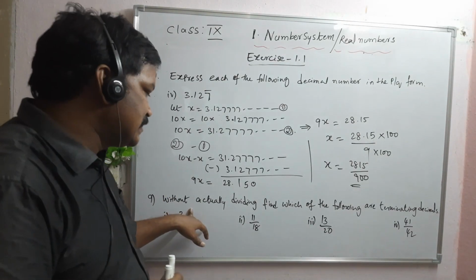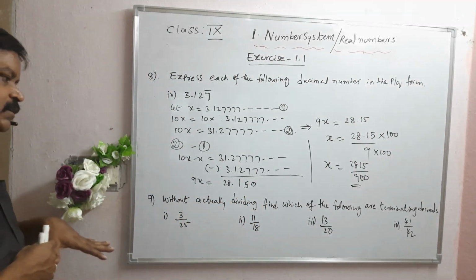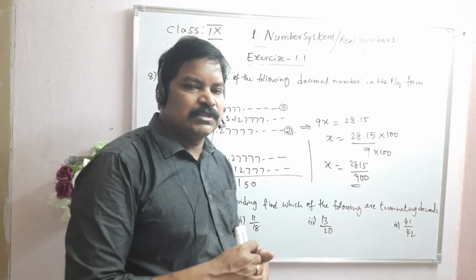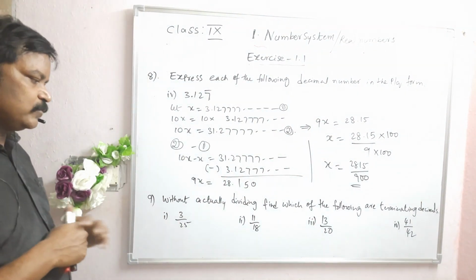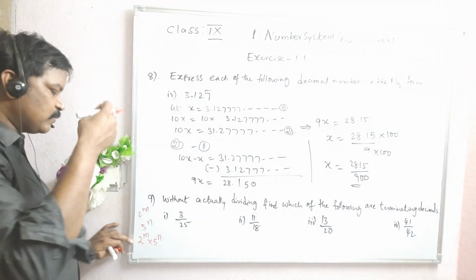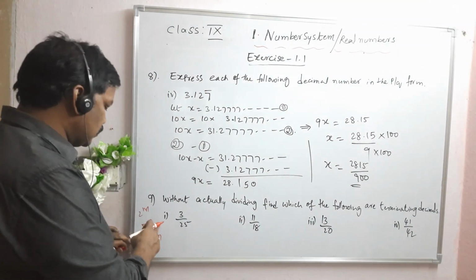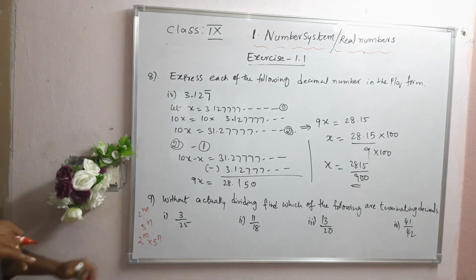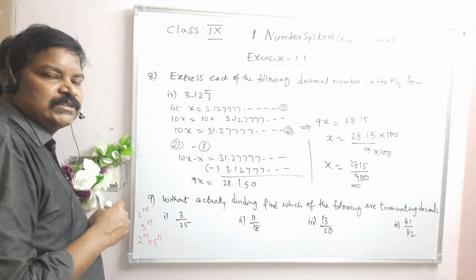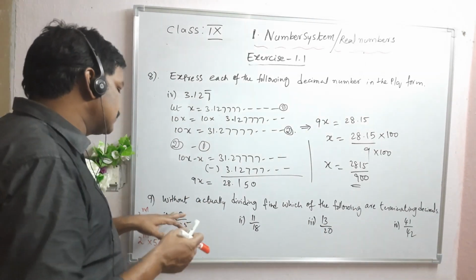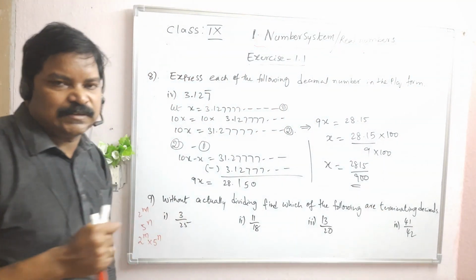Right. This is the ninth sum. It's very important. This sum is in the 10th class textbook also, for both CBSE and AP, right? This type of sum, not exactly this sum. 3 by 25. Here, if the denominator is in the form of 2 to the power of m, 5 to the power of n, or 2 to the power of m into 5 to the power of n, then such a fraction will be terminating. That means, without actually dividing, find which of the following are terminating decimals.